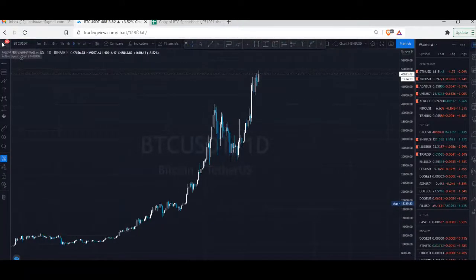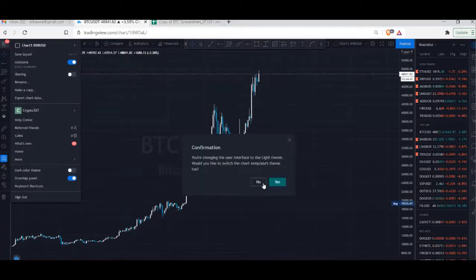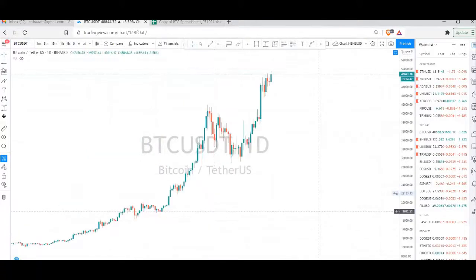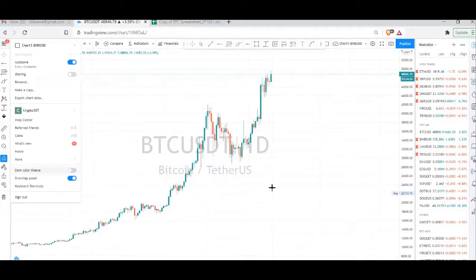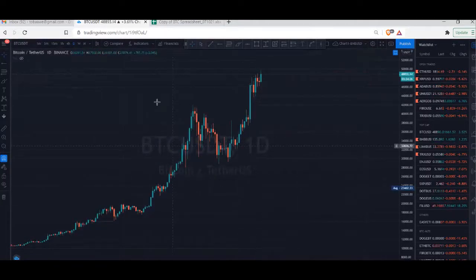On TradingView, you can change the background color if you want. You can make it white or make it black. Let me take it to black. I like the black. You can also change the candlesticks to whichever color you want.